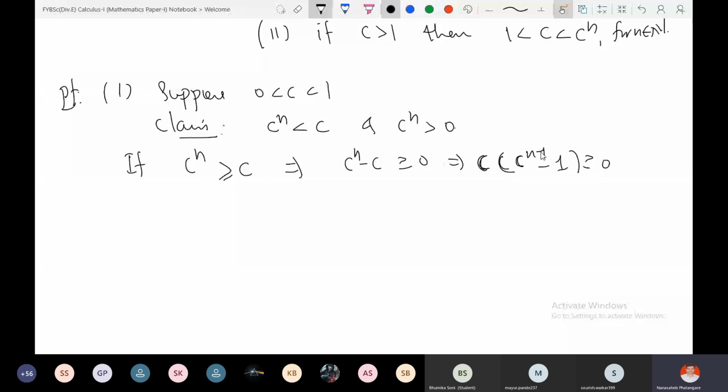What can you say about this? From this, what can I write? Because I am assuming the opposite. I wanted to prove that c raised to n is less than c, but I am assuming the opposite. Then I should get some contradiction. So what contradiction will I get? c is greater than or equal to 1.